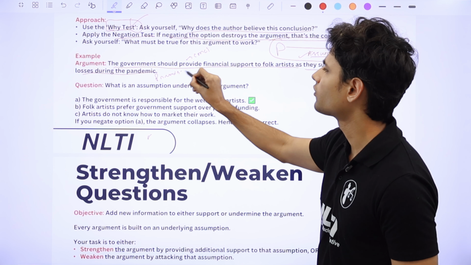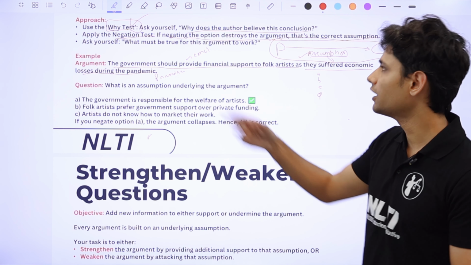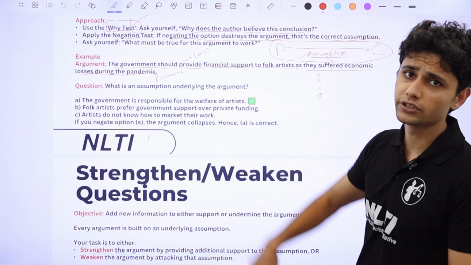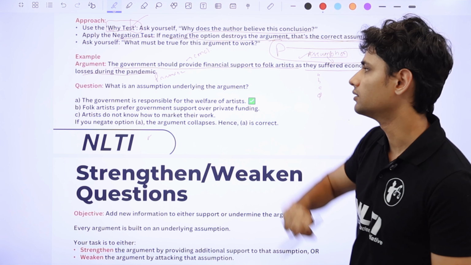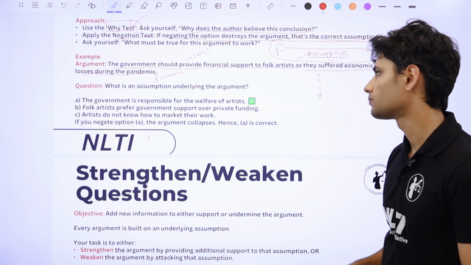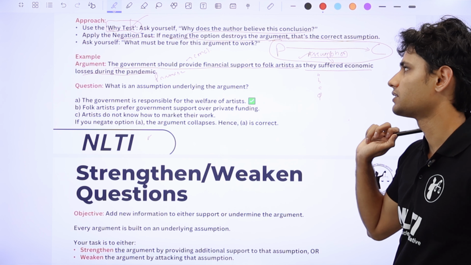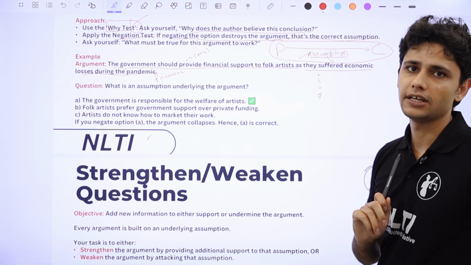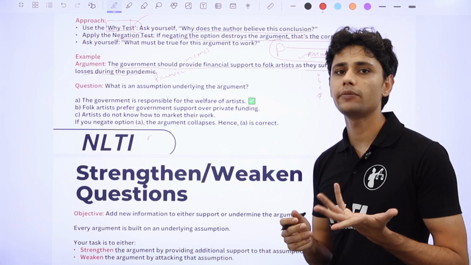Premise is where we start from. Basically, because these people have suffered economic losses, therefore the government should provide financial support. So we have a premise, we have a conclusion. We need to find out in between these two what is connecting them together. So what is that assumption here? First option, the government is responsible for the welfare of artists. Why should a government provide financial support to artists if they have suffered economic losses? What is the reason? Why should a government be responsible?